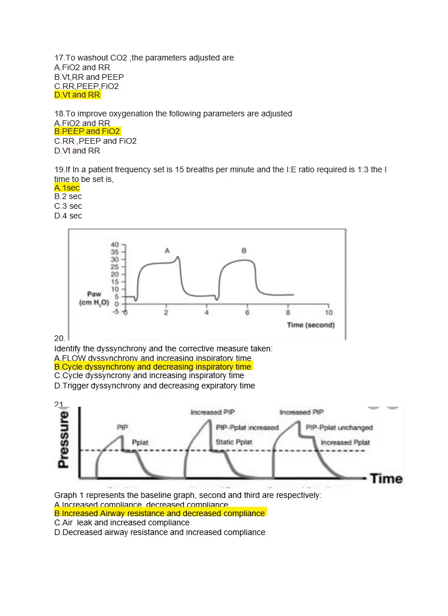17th question. To wash out carbon dioxide, the parameters adjusted are. The options are A, FiO2 and respiratory rate, B, tidal volume, respiratory rate and PEEP, C, respiratory rate, PEEP and FiO2, and D, tidal volume and respiratory rate.